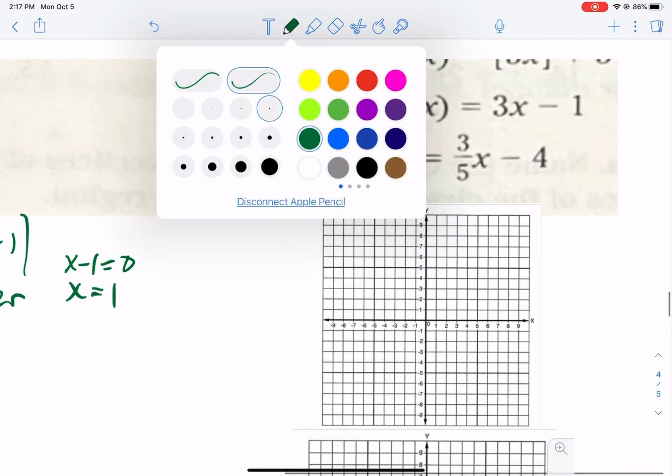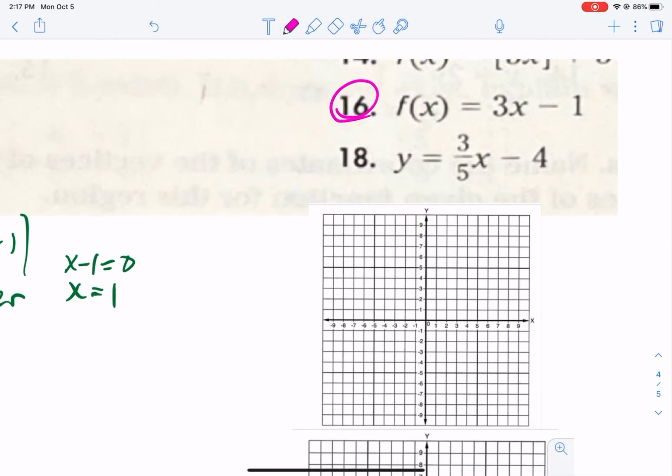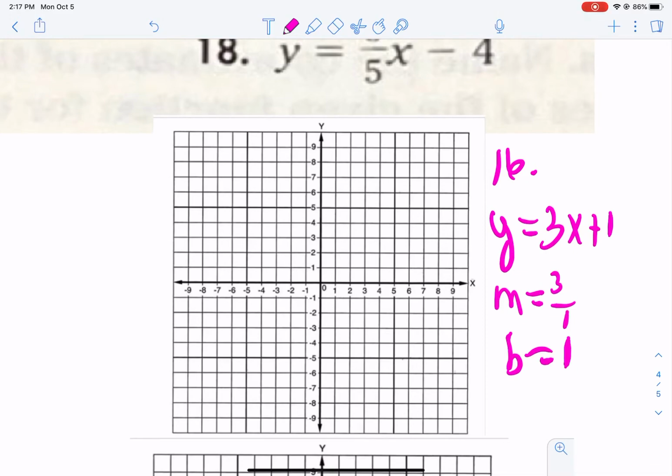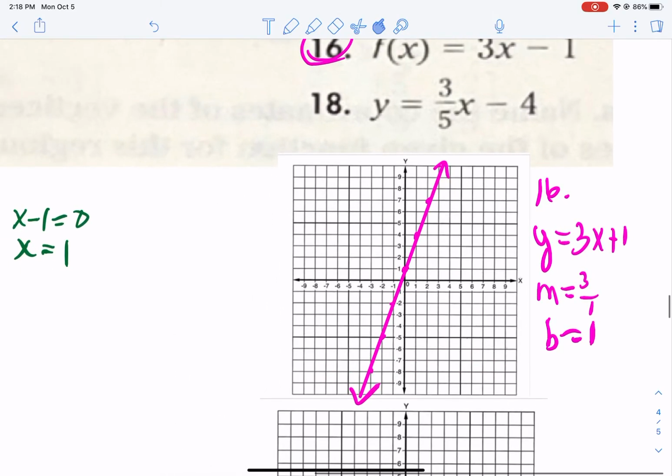Let's take a look at 16. 16 is just a line. Let's write it in y equals mx plus b form. Our slope is 3. Our y-intercept is 1. So start at 1. Count up 3 over 1, up 3 over 1, as many times as you want. You can even go down 3 over 1 a few times. Connect your line. It's just a line, so make it a solid line. And there is number 16.